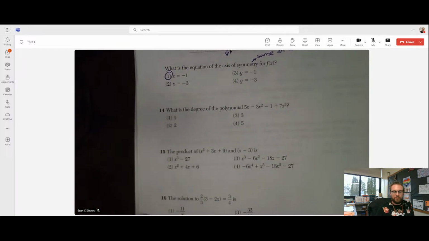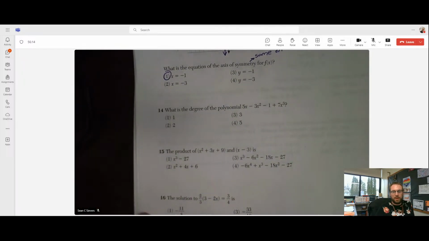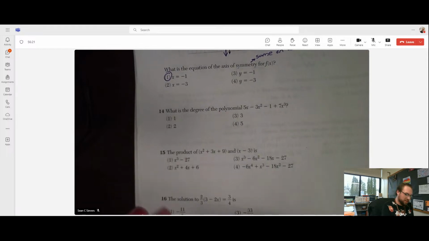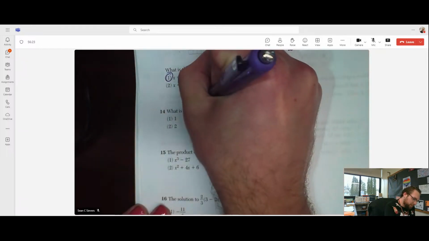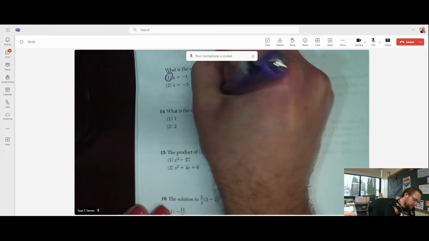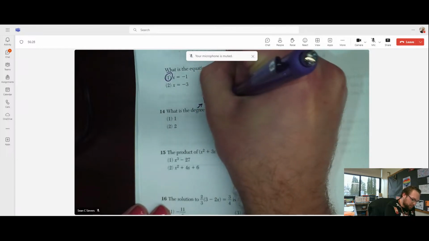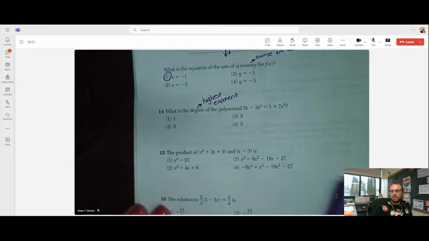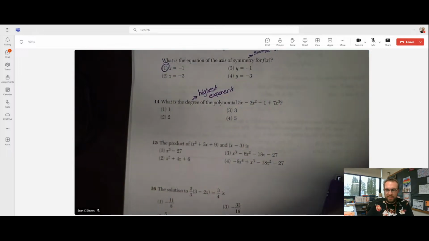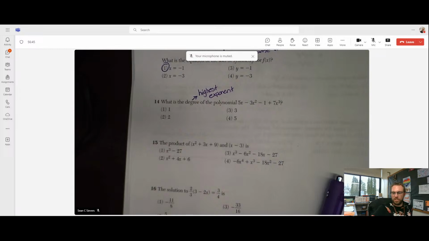Number 14. What is the degree of the polynomial 5x minus 3x squared minus 1 plus 7x cubed? So remember that the degree is the highest exponent. So based on that information, we have the highest exponent. Which of these 4 answer choices is correct? Which one represents the degree? Go ahead and answer the poll in the chat.